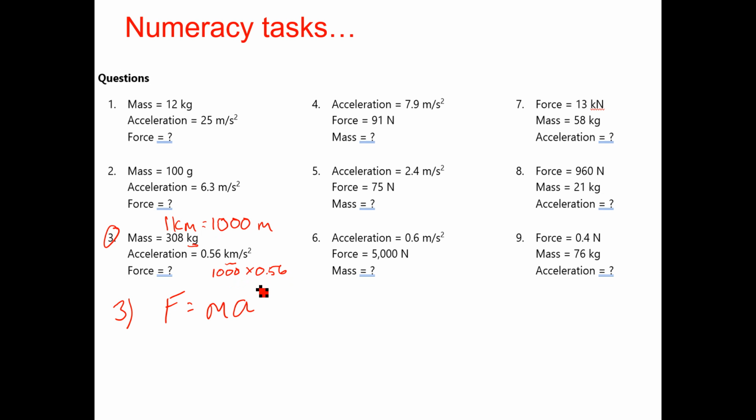Again, this is something that many students overlook and they just go straight into the calculation. This is actually 560 meters per second squared. Now we're ready to do our calculation. We feed those numbers in. The mass is 308 kilograms. That's the correct unit. We multiply this by 560, and already this is going to be a huge number. This is going to be a massive force required for this.